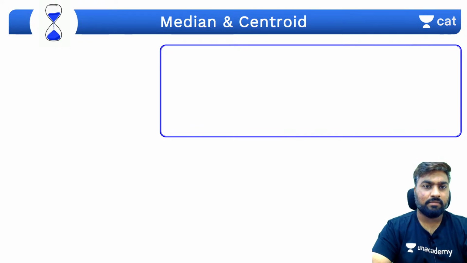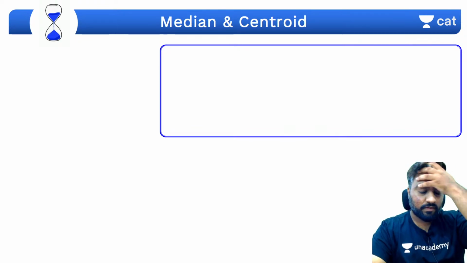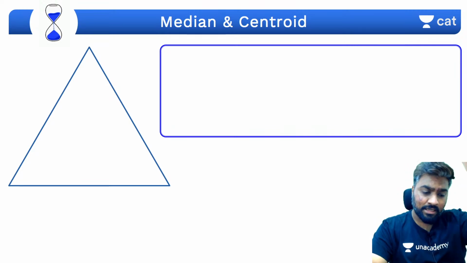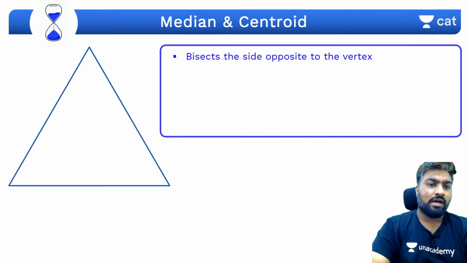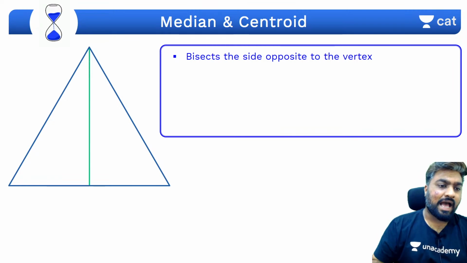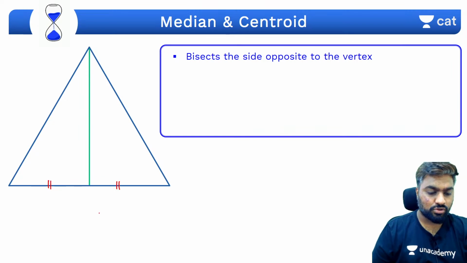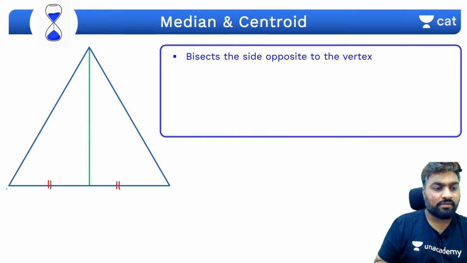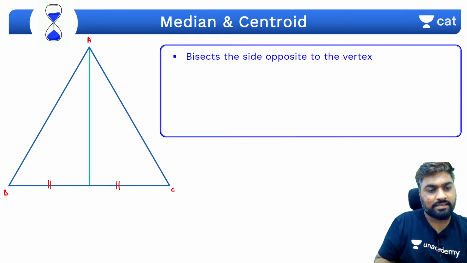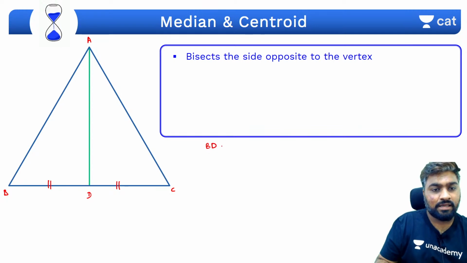Okay, let's start with median and centroid first. If we have a triangle, a median is a line that starts from one of the vertices and touches the opposite side. A median divides the opposite side into two equal parts; it bisects it. If this is triangle ABC, and this is D, then the median makes BD and CD equal.